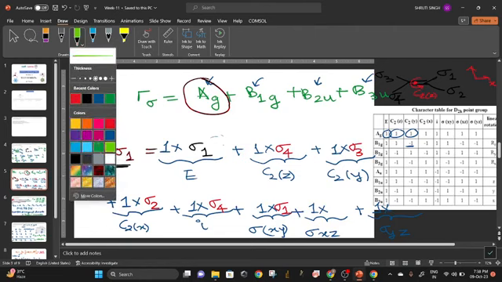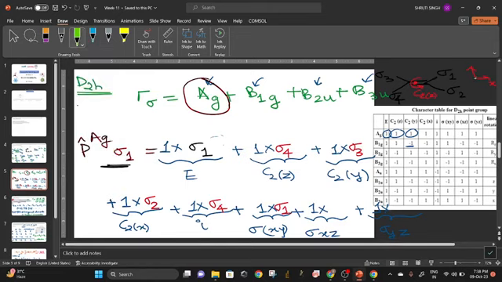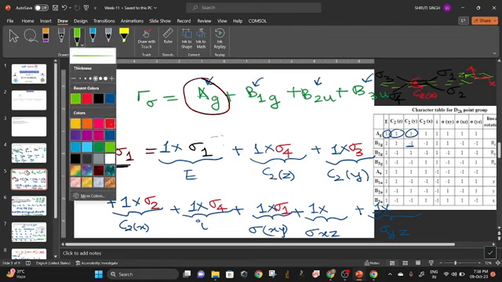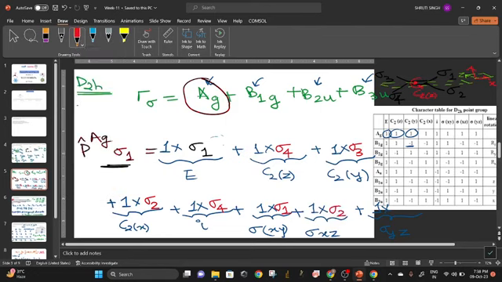So let me see. xz is, so this is sigma 1, sigma 2, this is z. So a plane like this will be sigma xz. So it will be sigma 2. And then sigma yz? Sigma 3. Very good. So you see every term is coming twice. Sigma 1, sigma 1. Sigma 2, sigma 2. Sigma 3, sigma 3. Sigma 4, sigma 4.